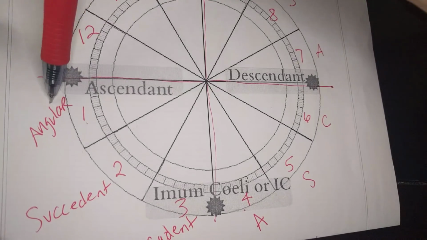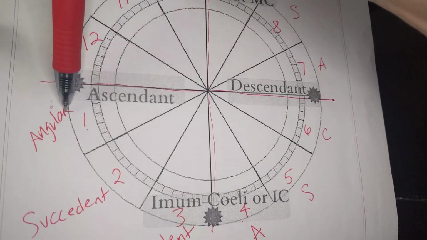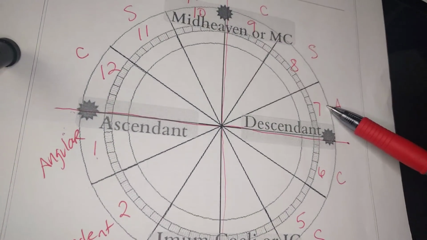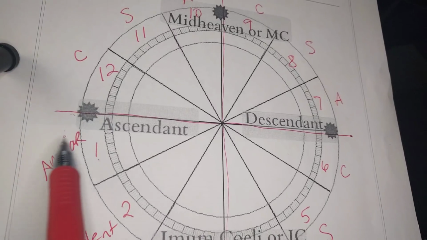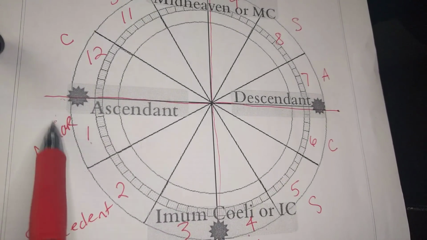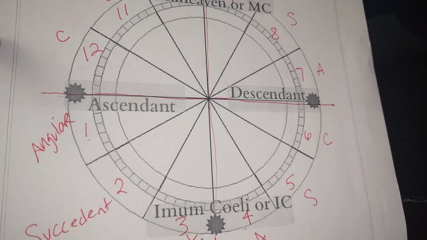So angular, these are important houses. Angular houses, 1st house, 4th house, 7th house, 10th house, because they initiate the energies of this quad. Okay, so they're a powerful starting point of the energies.